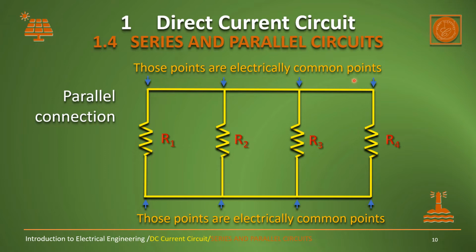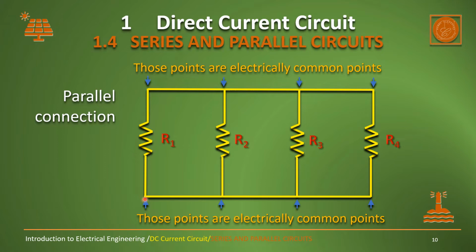It means this point has the same voltage, and this point has the same voltage too. All the points have the same voltage, because we ignore the resistance between those wires. The wire is short and its resistance is very, very small. We can ignore all the resistance between the wires. So we can say this point's voltage is exactly equal to this point's voltage, and exactly equal to this point's voltage, and so on.